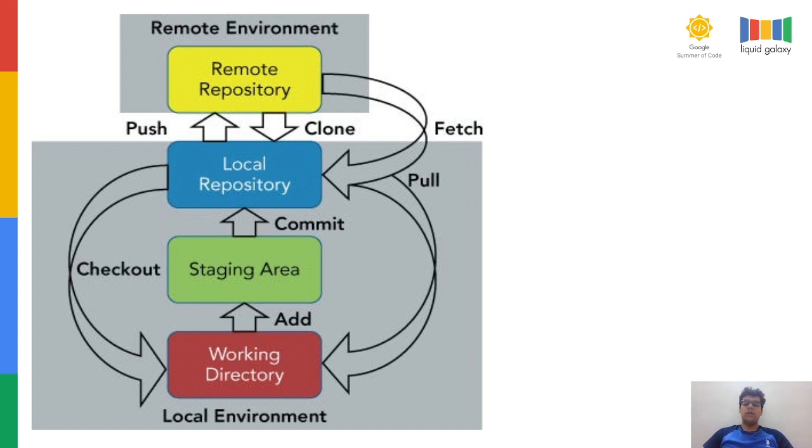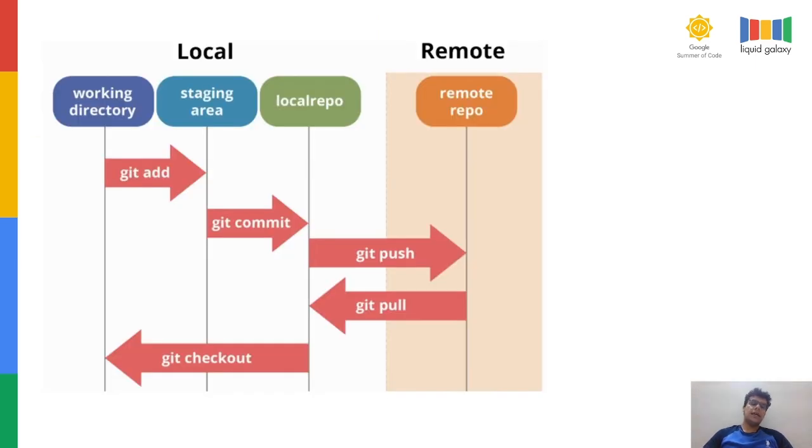So now you may have a question: why does Git use a staging area? It is an intermediate area to prepare for the commits to the local repository. This is basically the same thing explained in a more understandable, organized way. From the working directory, you add it to the staging area. From the staging area you commit to the local repo. From the local repo you push it to the remote repo, and then you can do whatever you want from there.